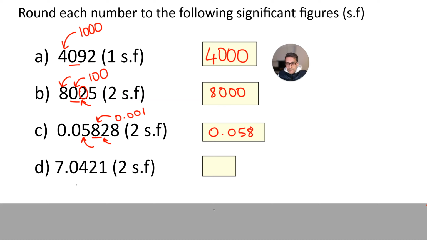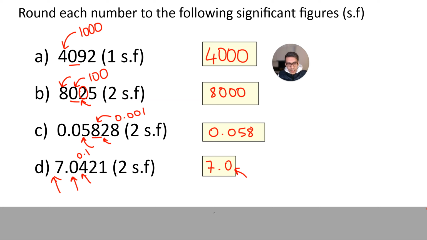And then finally, the last question. The first significant figure is 7, the second significant figure is 0. So we're rounding to the nearest 0.1. The decider is 4, so we don't round up, so it's going to be 7.0. And that 0 is very important. It's not just 7, it's 7.0 because we rounded it to two significant figures.